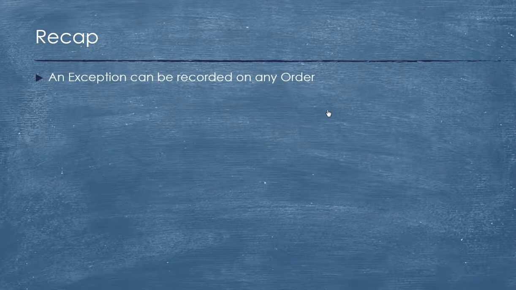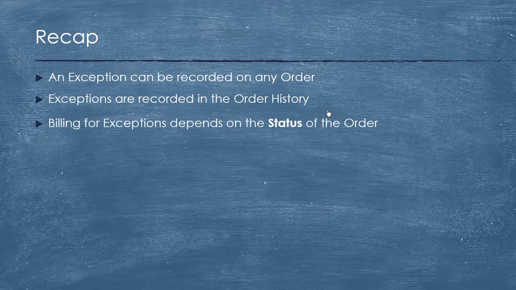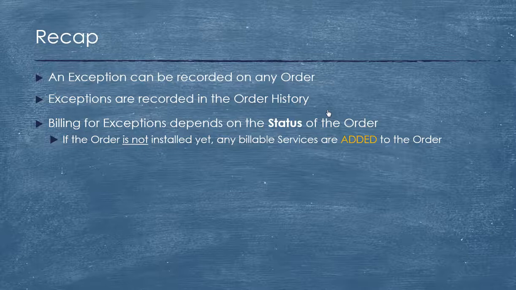An exception can be recorded on any order. The exceptions, once recorded, become part of that order history. Okay, and the billing for the exception depends on the status of the order. So, for example, if the order is not yet installed, in the case, for example, you're going to go put the installation in and you can't get in because it's gated. If you were to resolve that by adding a trip charge, that trip charge gets added to that order because the billing for that order isn't completed until you install it.